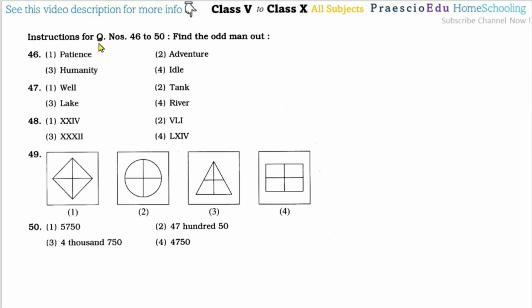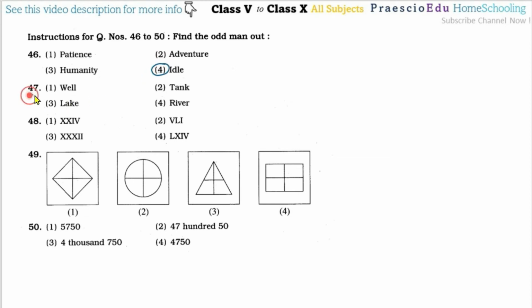Now the instruction for question number 46 to 50: find the odd man out. Question number 46: patient, adventure, humanity and idle. In this one, patient, adventure and humanity are nouns, but idle is an adjective, so that's why option number 4 is the correct one.